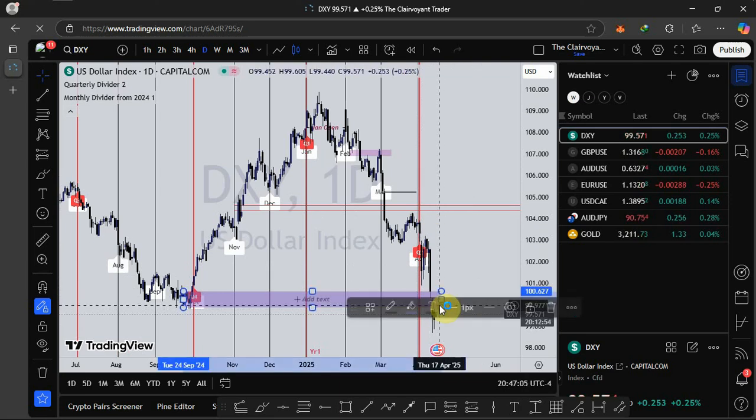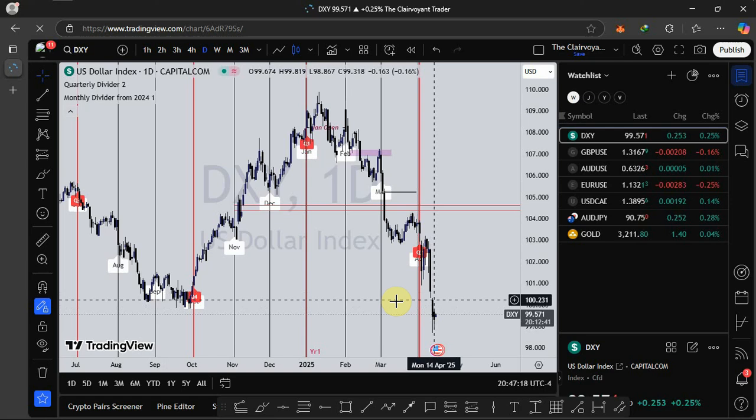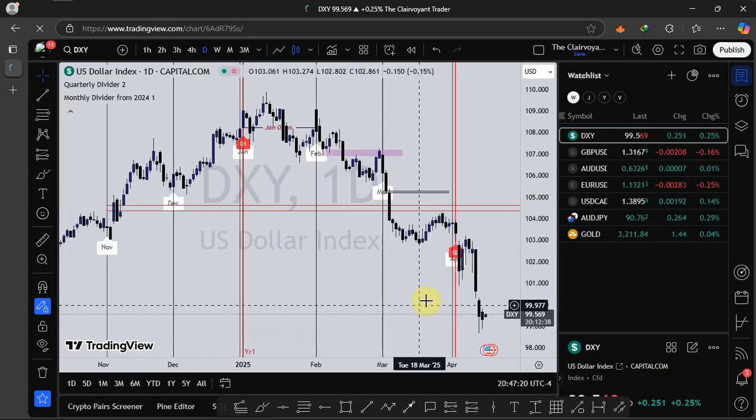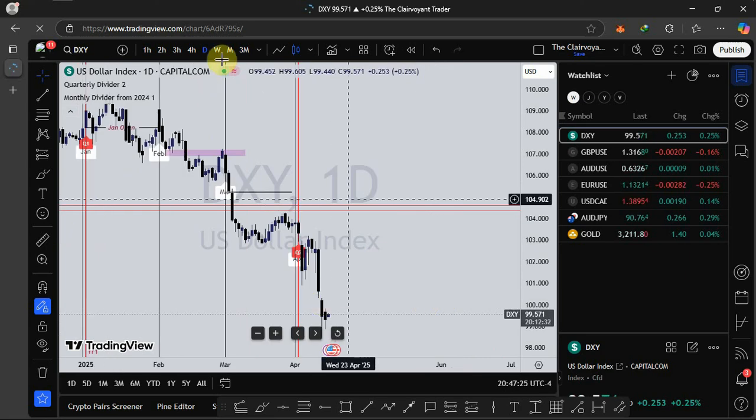Because you've taken out this low right here, you've taken out the sell side liquidity right here. So my expectation is for price to push up, first of all to fill this volume imbalance we are seeing here, then we see where price moves to. As it stands now, I expect price to push up a little bit to fill this volume imbalance. But let's switch to the weekly time frame and see what is happening there as well.